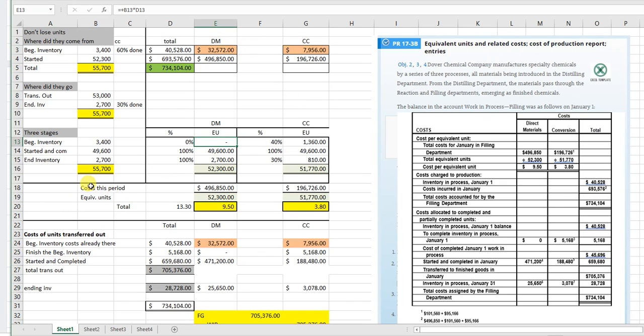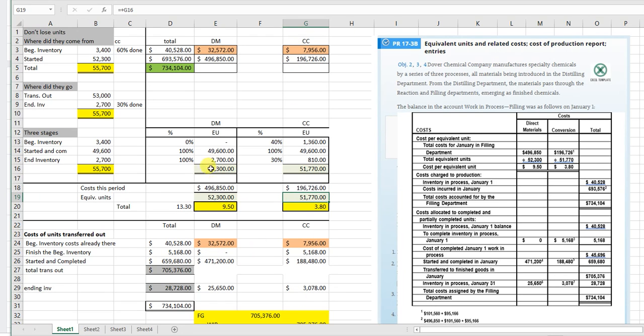So notice this line I call cost this period. So cost this period is simply this number right up there. If you didn't do this up here, then you're going to have to go to the case and find it. And my equivalent units, my conversion costs that I did this period are simply this right there.